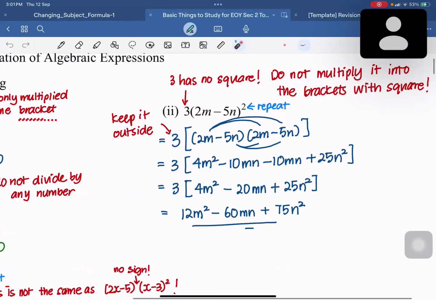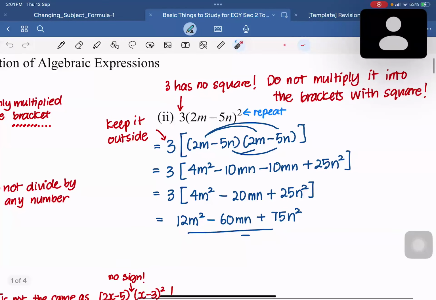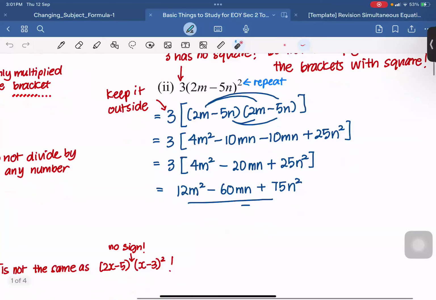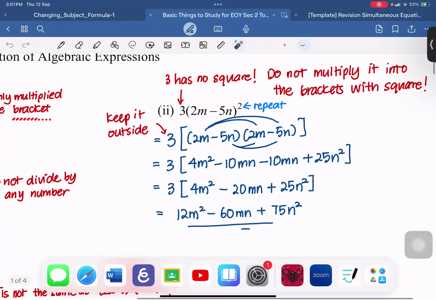Okay, now next part of the question. How many of you went to multiply the 3 inside the bracket? Got anyone do so or not? Okay, you must take note. 3 itself does not have a square. So we cannot multiply 3 inside the one with a square.